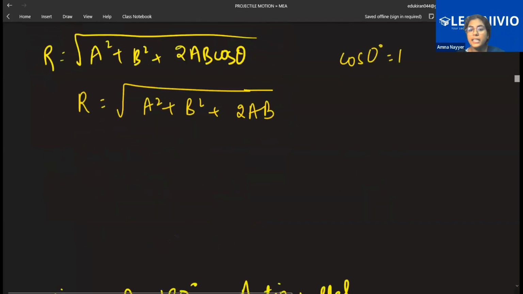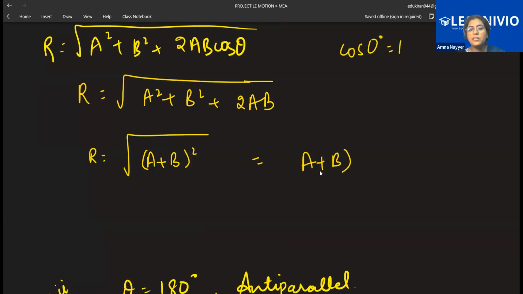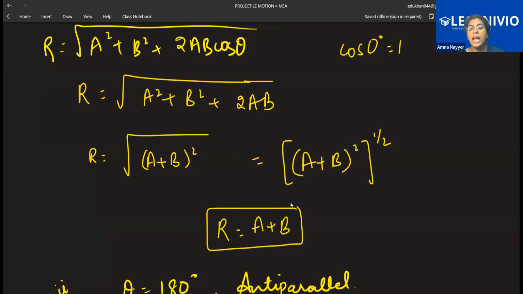Now which identity is this? a plus b whole square, right? a square plus b square plus 2ab, but within this root. Now it means (a plus b) square. And what is this root? This root is to the power half. So 2 will be cancelled. So when two vectors are in the same direction, we can directly add them.